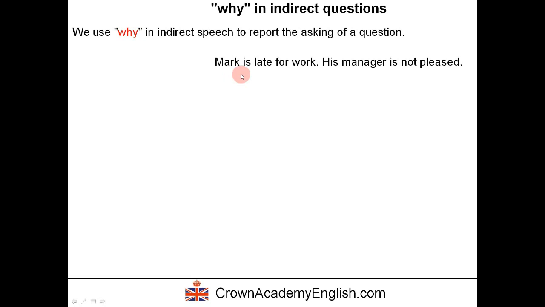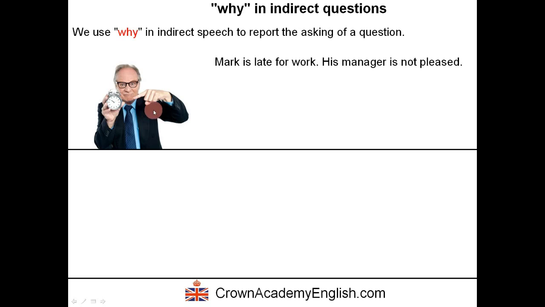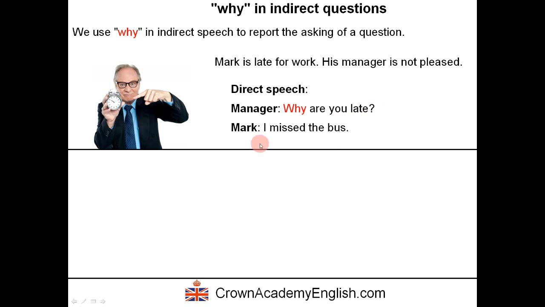So here is the context for the example. Mark is late for work and his manager is not pleased. So here is the manager and he is not pleased. Let's look at an example with direct speech. The manager says, why are you late? So this is the present tense. And Mark replies, I missed the bus. Okay, so this is direct speech.